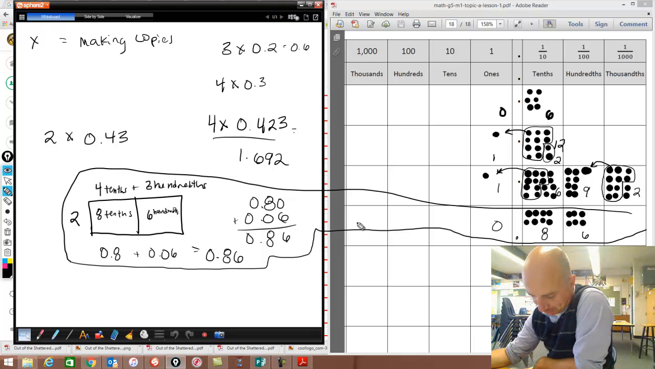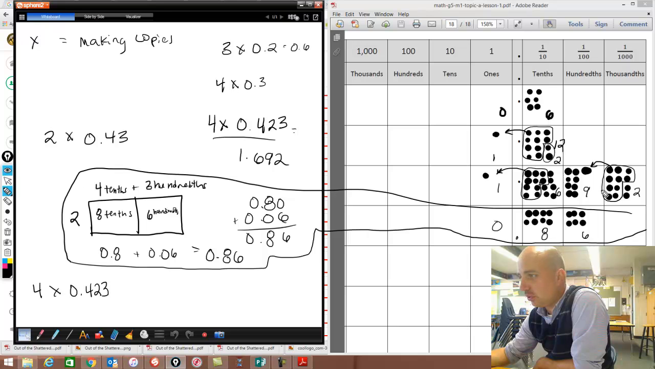Let's do 4 times 423 thousandths, okay? So like I said before, let's just do it over here real quick. I have those 423 thousandths. All right, did I already do that? 423 thousandths, I did. So this is what I have up here.